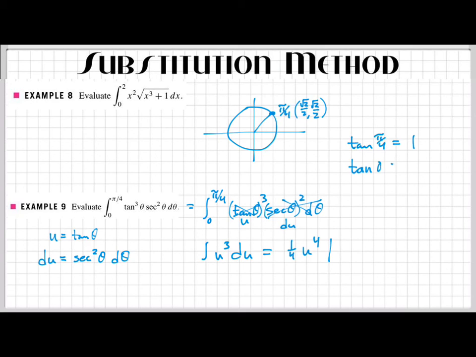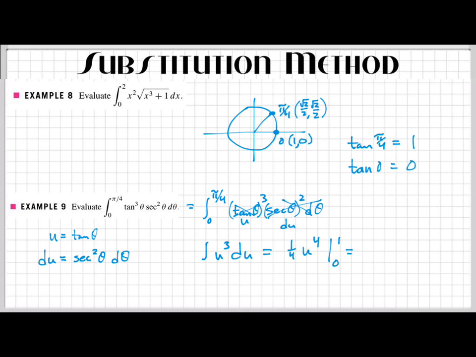Okay, now what about 0? If I have tangent of 0, do you guys remember what the coordinates are at 0? 1, 0. That's right. Now, if I take the y and divide it by 1, what is 0 divided by 1? That is 0. So we get 1 and 0. So that's what we're plugging in.